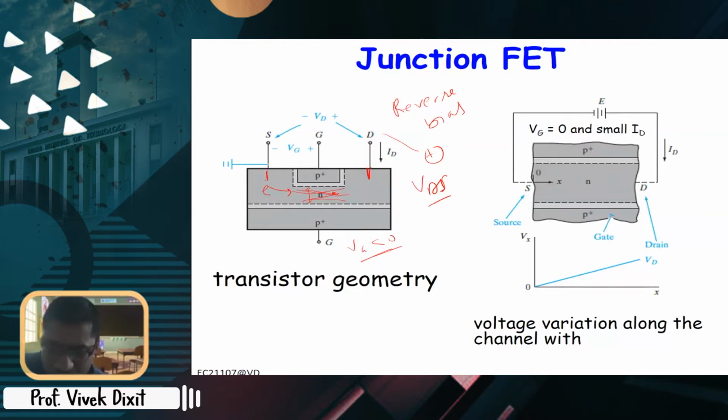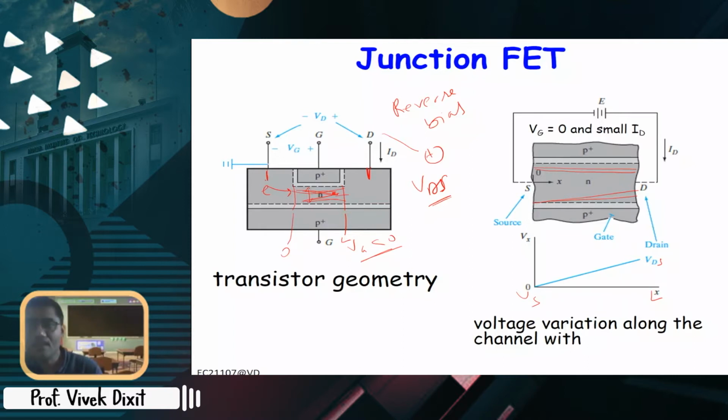Now if you apply a small VDS voltage, then the change in depletion can be ignored, and you can have an almost uniform channel. Along this is the x axis, from x equal to 0 to x equal to L, where L is the channel length. So from 0 to L, this voltage is changing from 0 to VD, or from VS to VDS.